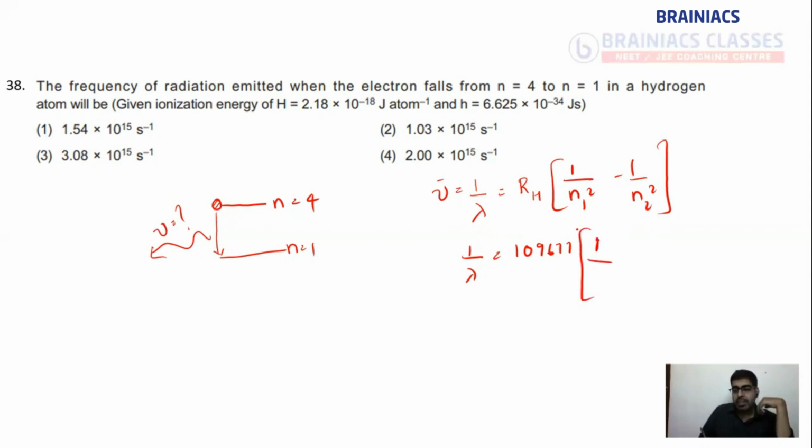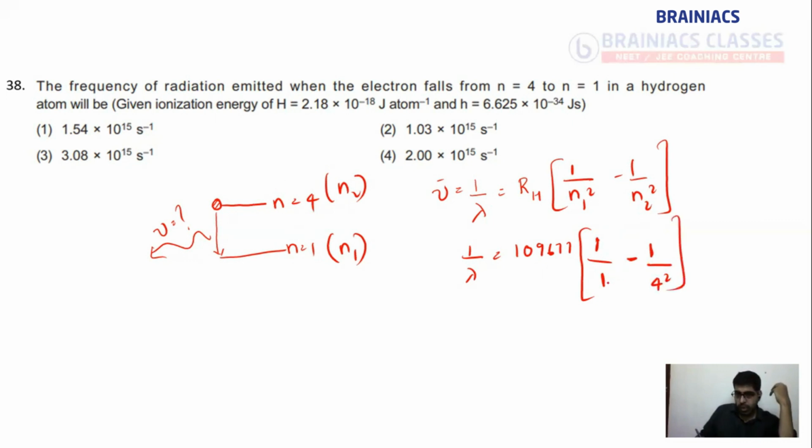Now, n1 means to which shell the electron is jumping. And n2 means from which shell. Here n1 is 1 because the electron is jumping from 4 to 1. So 1 by 1 square minus 1 by n2, from which level the electron is jumping. Fourth shell.